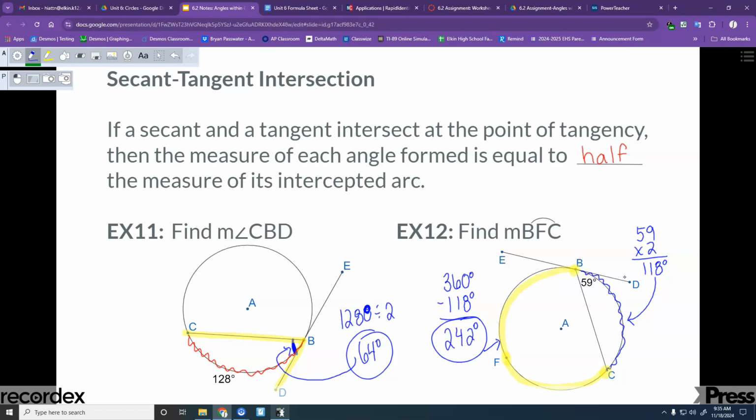I did not put this one on the formula sheet because I just want you to treat it like it is an inscribed angle. Okay, so I didn't put it on the formula sheet. It's just treat it like an inscribed angle. It's pretty much the same. You still have that vertex on the edge of the circle there.